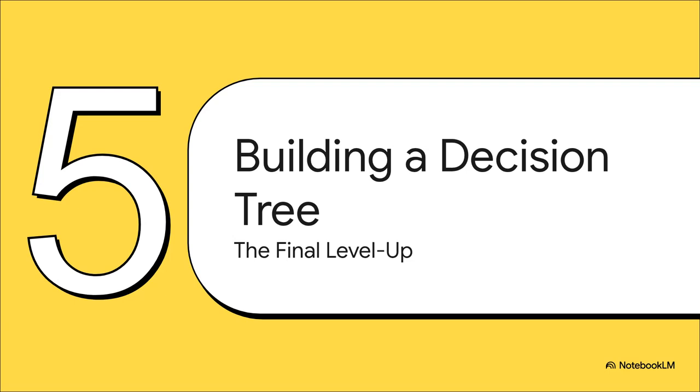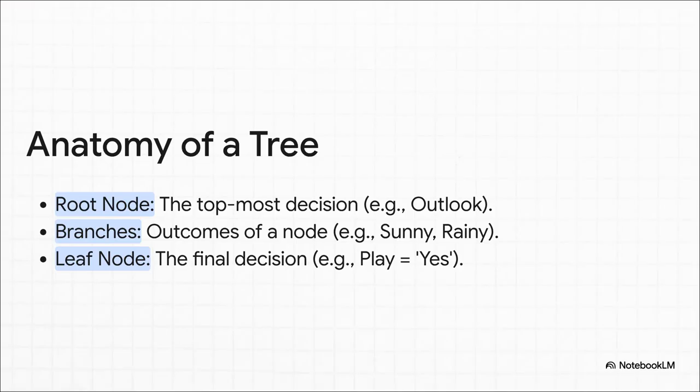Okay, we've gone from a blind guess to a single rule to weighing all the probabilities. For our final level up, let's organize all of this logic into a really elegant flow chart, what we call a decision tree. A decision tree is pretty much exactly what it sounds like. It's a flow chart for making a choice. You start at the very top with the root node, which is just the single best question to ask first. The answers to that question take you down different branches, and eventually you hit a leaf node, which gives you the final answer. That's the prediction.